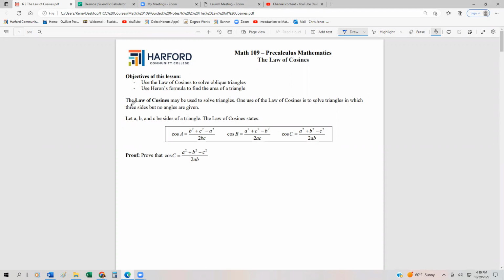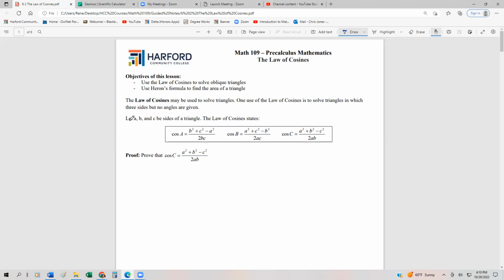Similar to the law of sines, the law of cosines may be used to solve triangles, not necessarily right triangles. One of the best uses of the law of cosines is when we're given three sides but no angles. Unfortunately, with the law of sines, we can't solve those triangles because we have to have at least one angle to be able to solve them.